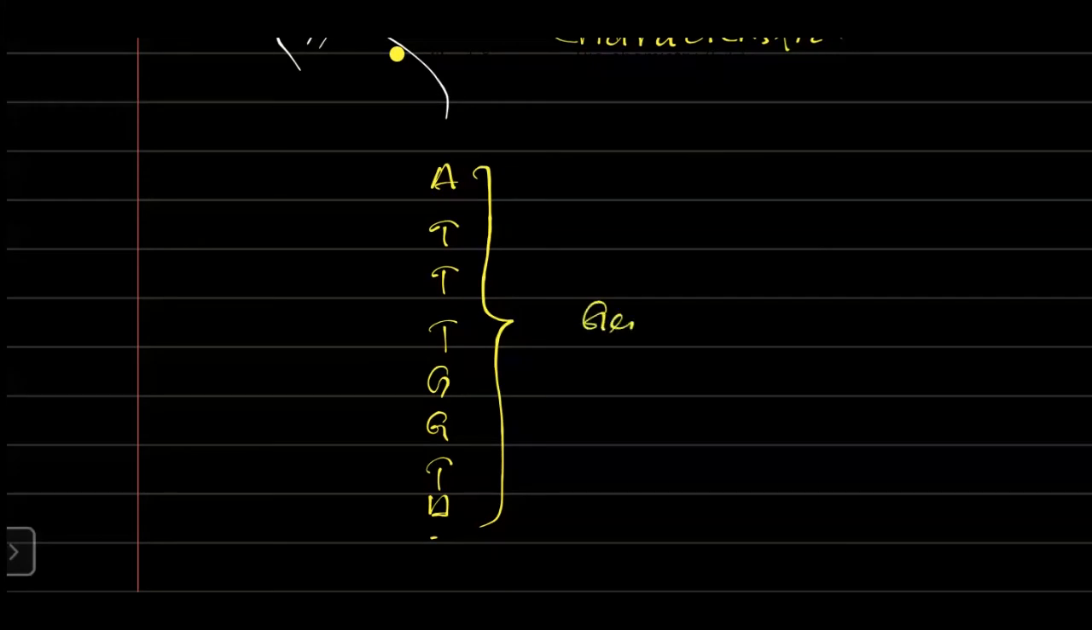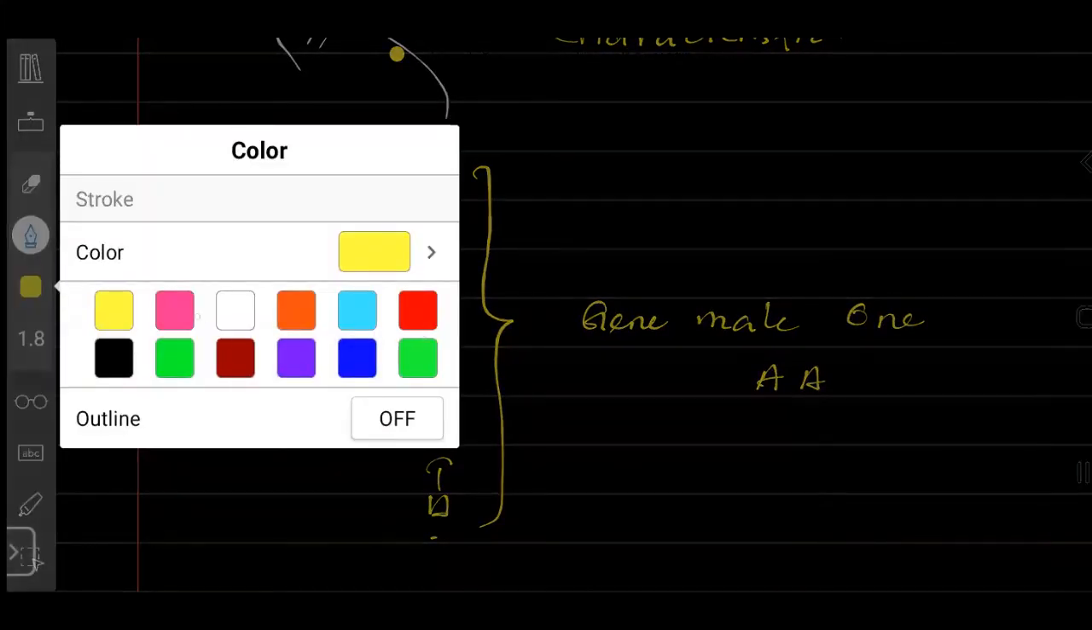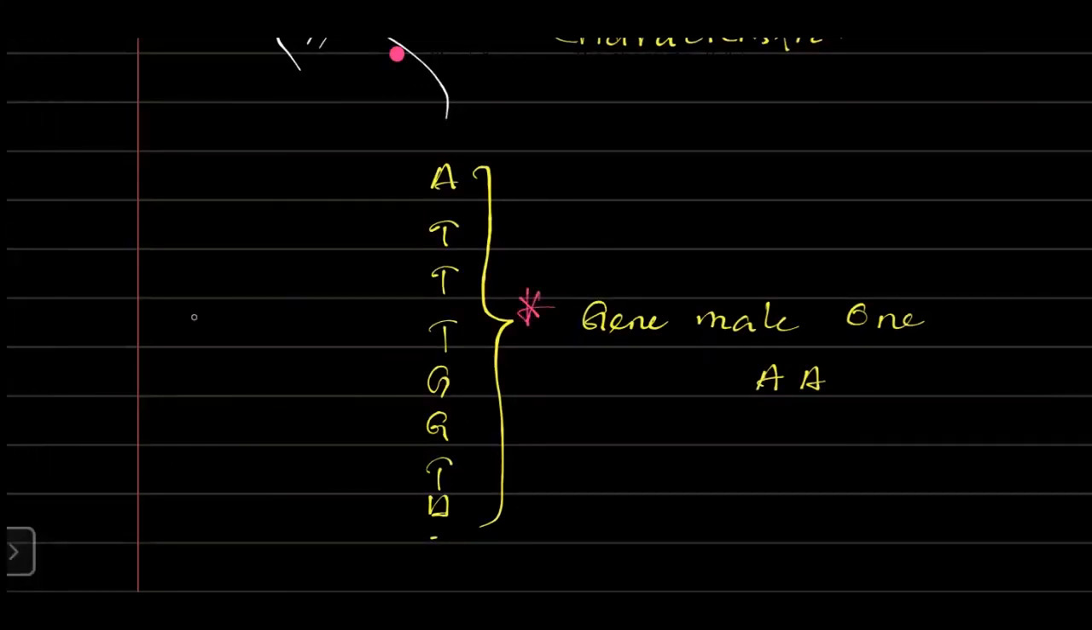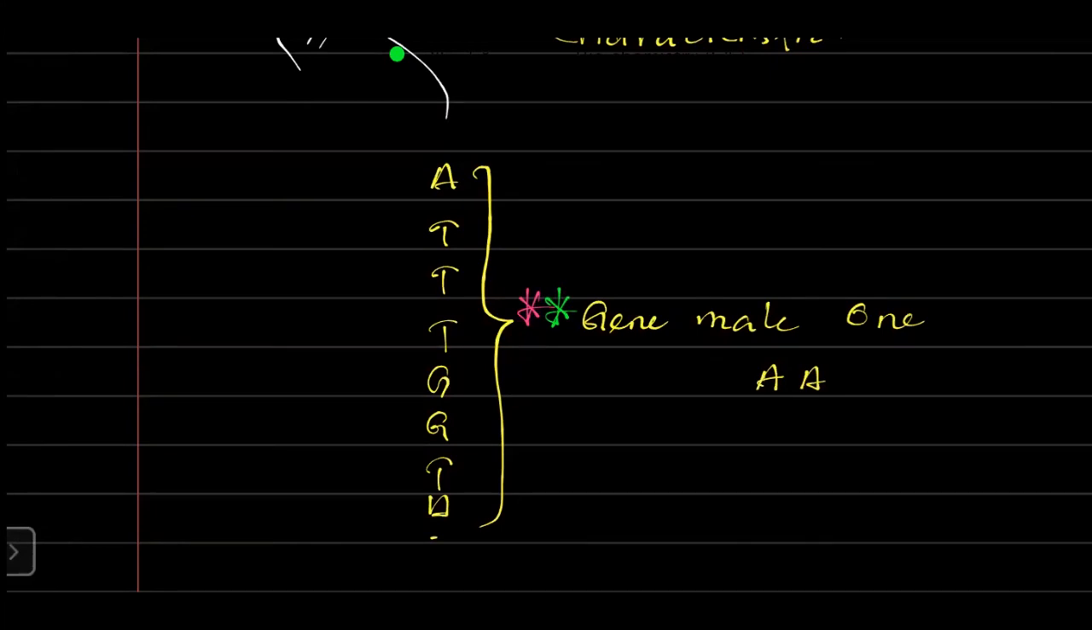One gene makes one amino acid. So this is the most important thing you have to keep in your mind. Very important. This will be used again in the inheritance section. One gene makes one amino acid. Sorry, one gene makes one protein. One gene makes a sequence of amino acids.